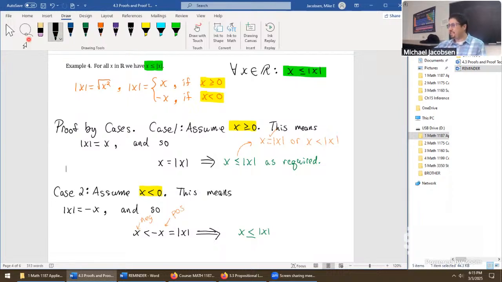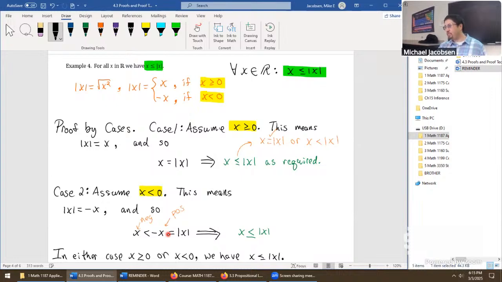I mean, we knew that, but writing up the details sometimes is a little bit trickier than you would expect. Here are the details. We can now say in either case, x greater than or equal to 0 or x less than 0, we have x less than or equal to the absolute value of x. So it ends the proof directly at that statement there.